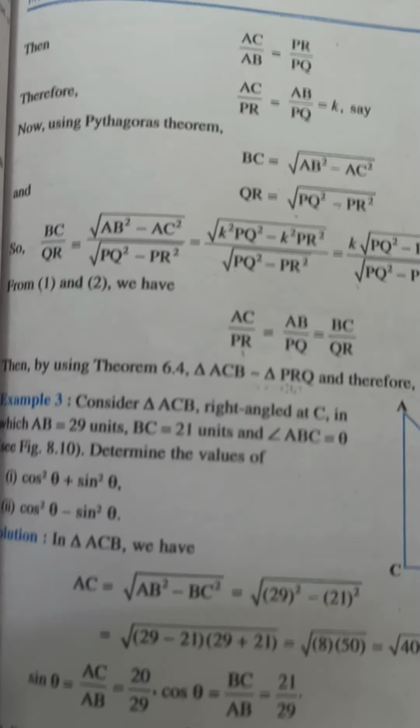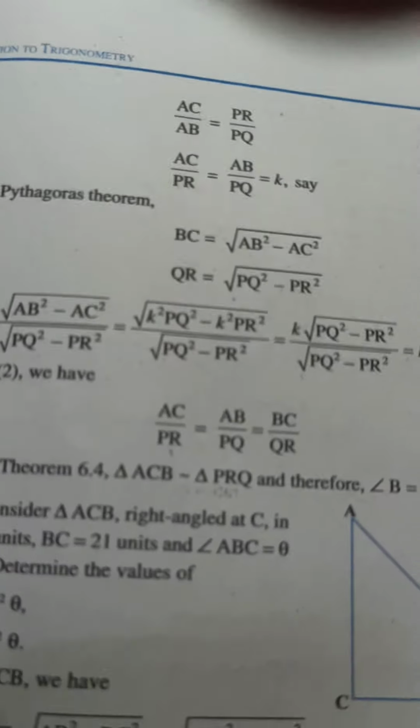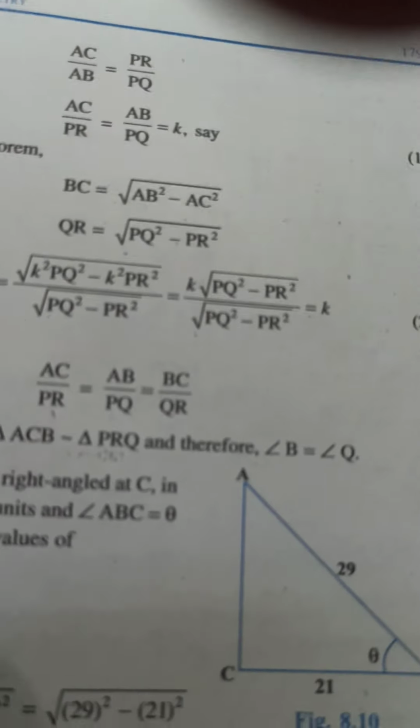Cos square theta plus sin square theta, everything is given. SC is equal to this one. It is proved. Triangle figure 8.19. See it. Then you have got the SC. You can find cos square theta plus sin square theta, everything you can find out.